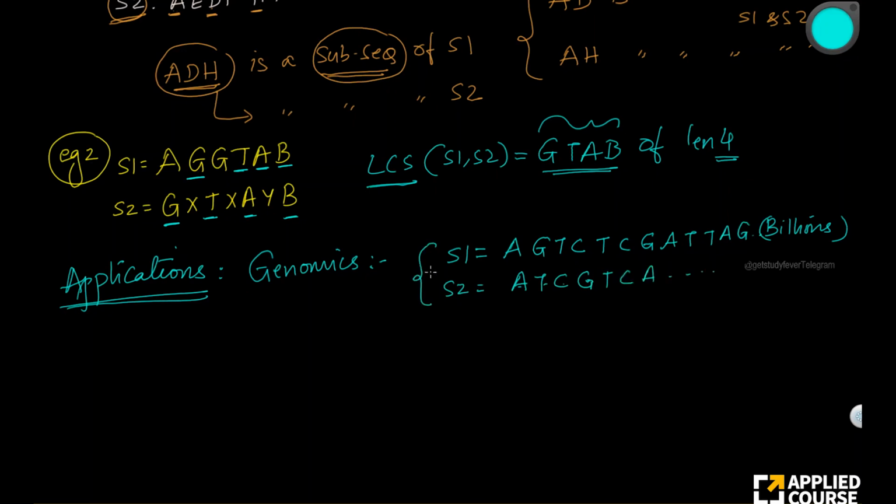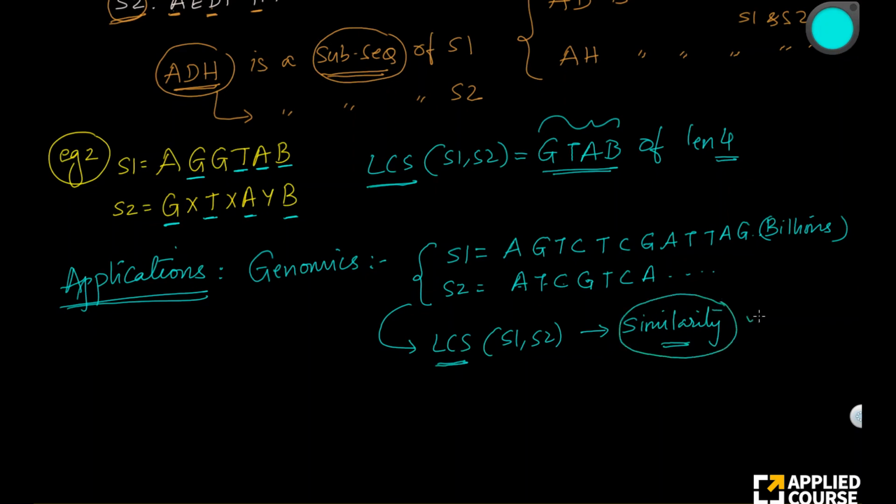Now finding the longest common subsequence, finding the LCS of these 2 genomic sequences will give us a biological sense of similarity between these 2 sequences. The length of the longest common subsequence and the longest common subsequence itself give us a biological measure of similarity, which is used by genetic scientists and biologists to determine how similar these 2 gene codes are. So it certainly has applications in genomics.